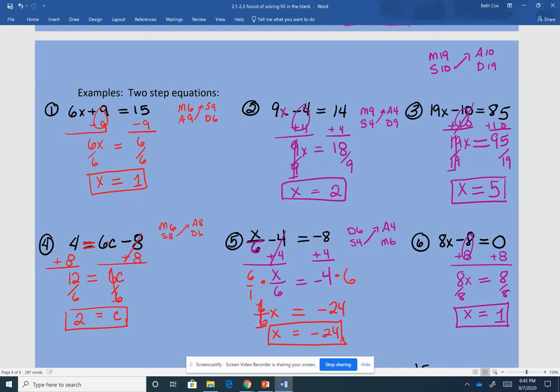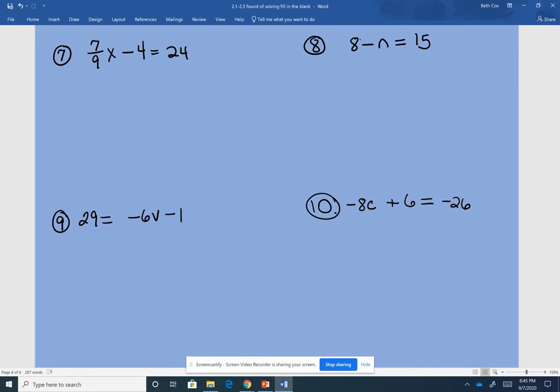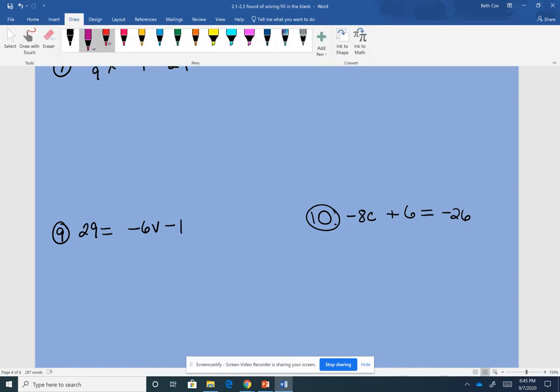Okay. All right, so now let's look at the rest of these. We've got more examples, 7 through 10. Go ahead, stop the video, see if you can figure these out. If not, that's fine. You can watch me go through them. I'm going to go through these very, very quickly. So pay attention. Here we go.